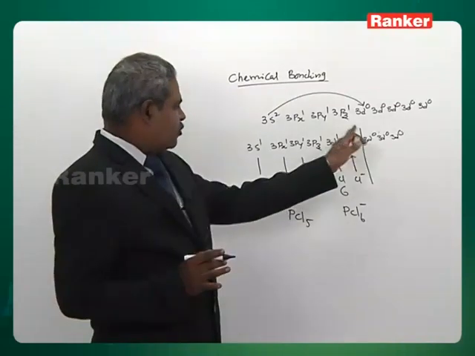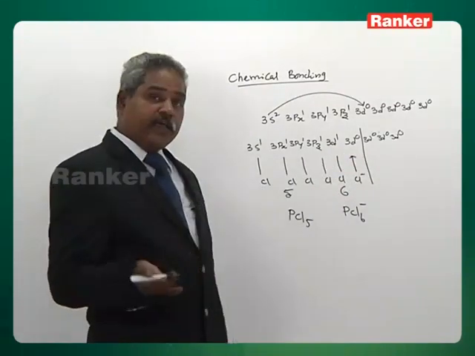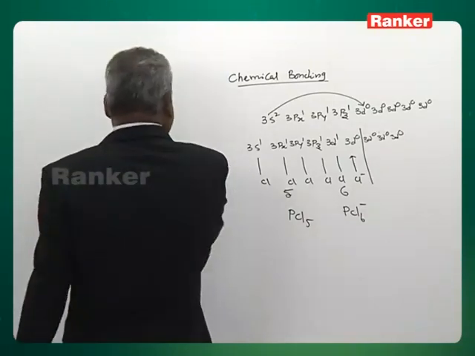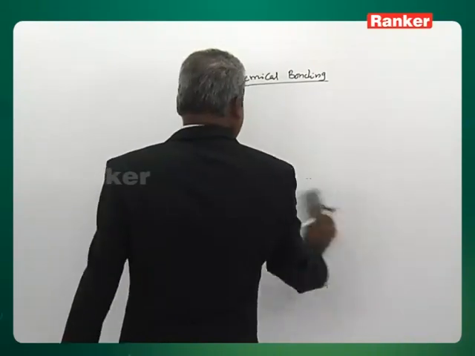Therefore, why not more than 6? The answer is why even 6? Even 6 is to get that octahedral geometry. So, the maximum covalency of most of the elements is 6.